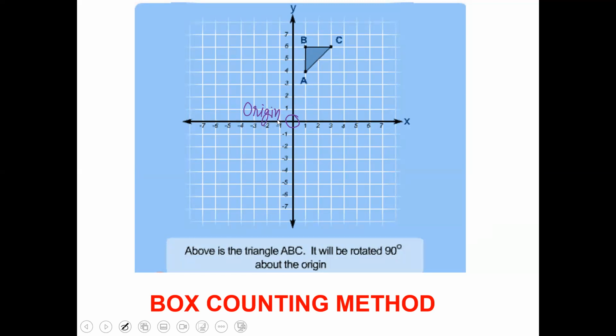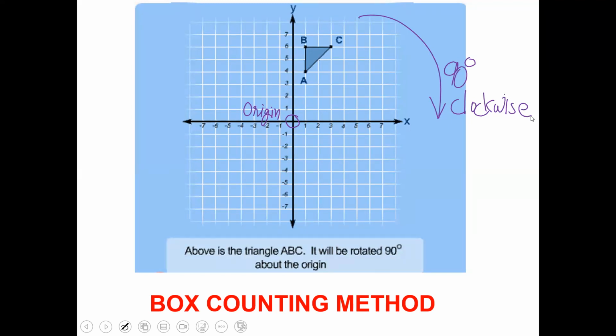This is the origin. Now, we want to rotate it 90 degrees, and suppose we take it clockwise. So we are planning a 90 degree clockwise rotation. The method says that every point is actually a point of rotation.